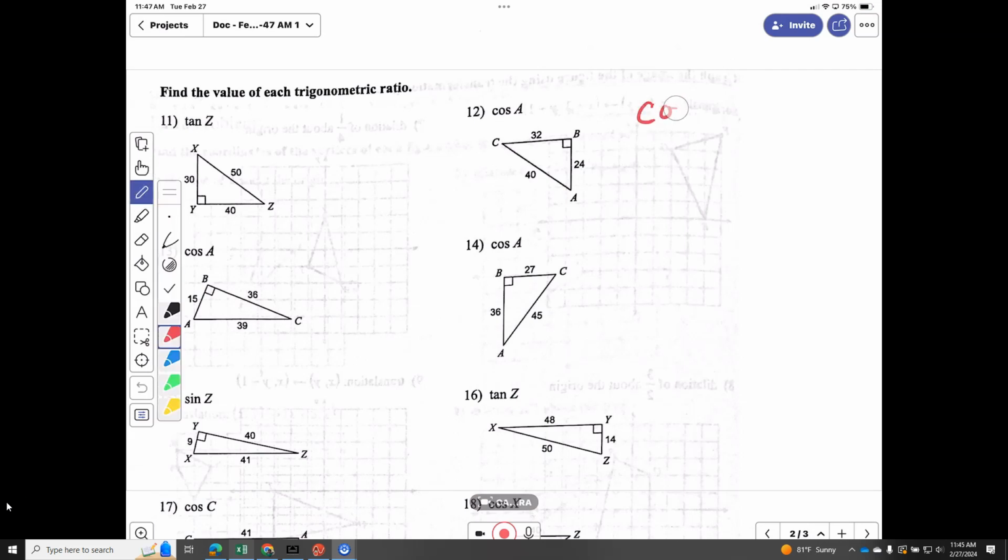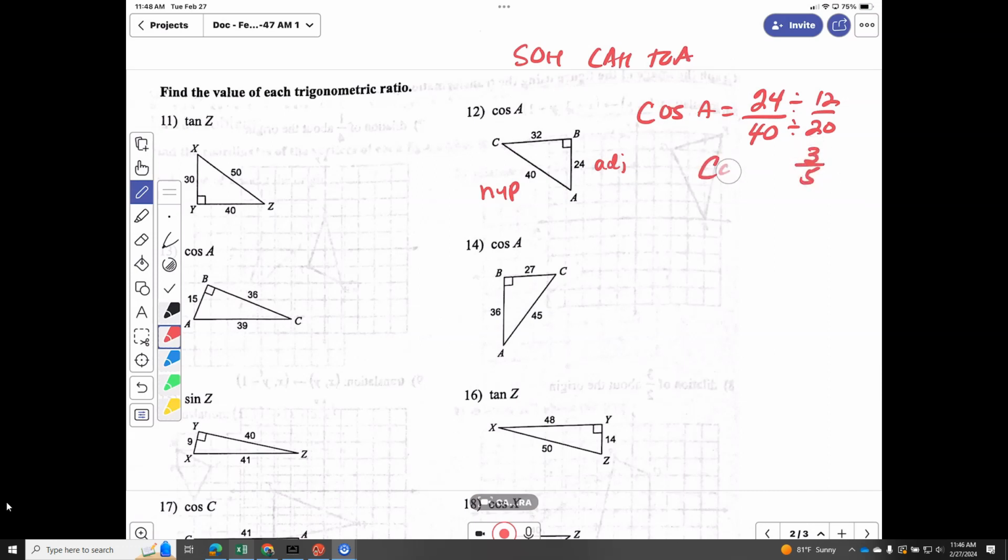So 12, we're looking for the trig ratio of cosine of A. So we have cosine of A, which is adjacent over the hypotenuse. Remember to always write this mnemonic statement. So cosine of A is adjacent, which is 24 over 40. And you know it's divisible by 2. So it's 12 over 20. Of course, you can still, it's divisible by 4. So it's 3 over 5. So the cosine of A is 3/5.